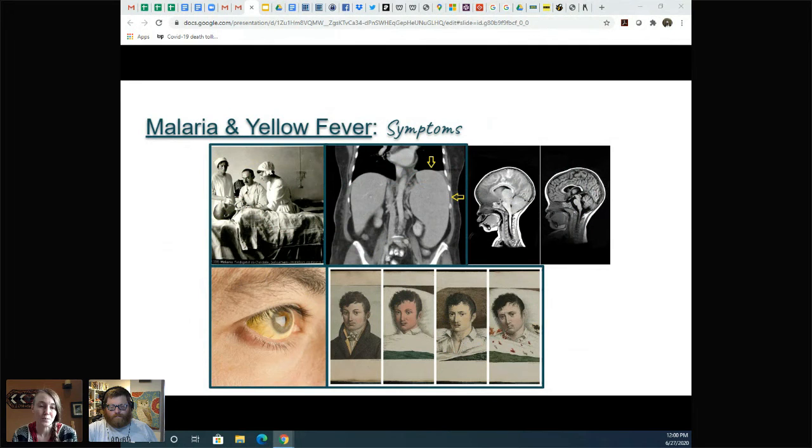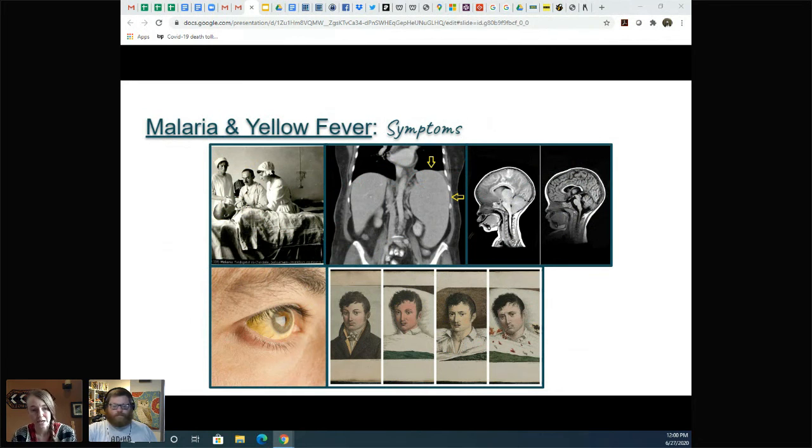Malaria also causes something called cerebral malaria. On the right is a child with a normal brain, and on the left is a child with cerebral malaria. You can see all of the normal brain wavy parts are completely swollen, and that causes pressure on the brain and eventually death.